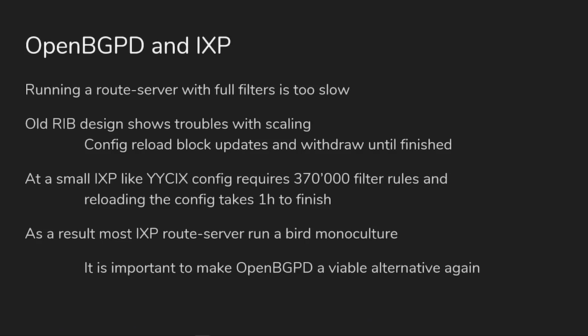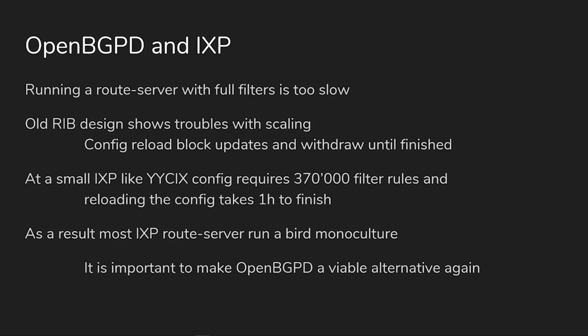As an example, at a small internet exchange point, I'm using here YYCIX. This is a Calgary internet exchange, which is actually running OpenBGPD with full filters, generated with a route server tool that generates these configurations. Using their configuration, we see that they're generating 370,000 filter rules to do the filtering. And this is way too much. And the config reload on their system shows that it sometimes takes up to an hour to finish. And that is way too slow.